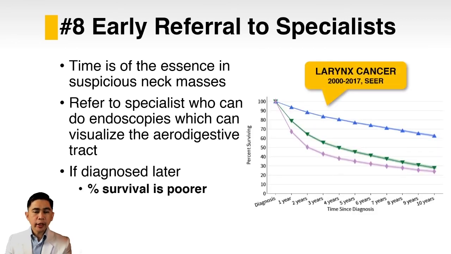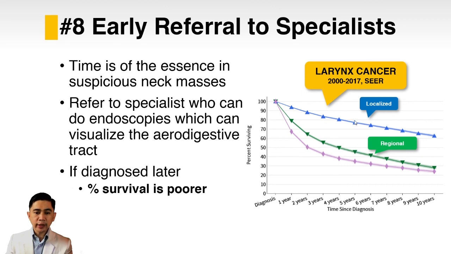In this example, this is a graph of laryngeal cancer cases. It plots the survival rate of the patients and the time from diagnosis. Comparing patients diagnosed early, while still in the localized state, with those diagnosed late with regional disease, those diagnosed early have double the chances of survival. It only means that as physicians, as much as possible, we should avoid delays in the diagnosis of suspected neck masses because this will ultimately improve the chances of our patients surviving.